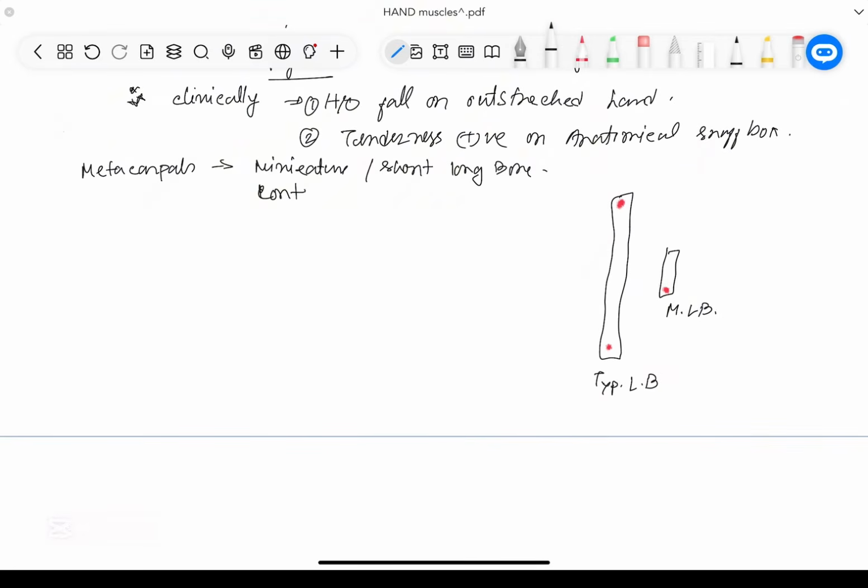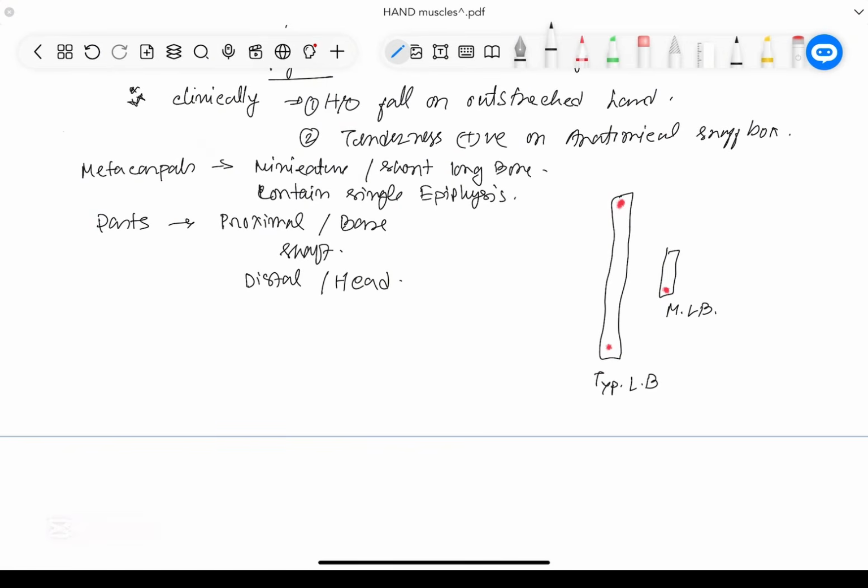So the miniature long bone contains a single epiphysis, either in the base or in the head area. That we will come to know slowly. Okay. Then parts. Already I said what the parts of the metacarpal are. There will be the proximal end, or we can say base. Then there is the shaft. Then there is the distal end, or we can say head. These are the three parts of a metacarpal.